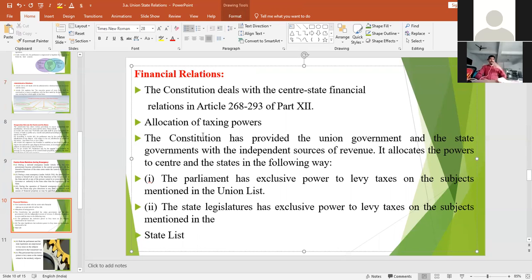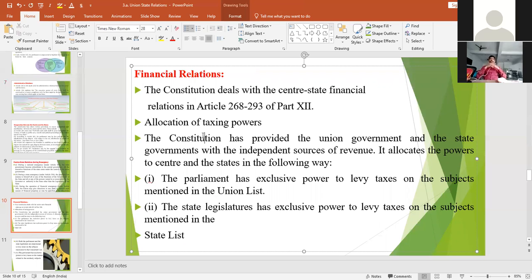Another relation is the financial relations. Here, the financial relations are most important between the center and the state, because the central government gives funds to the state governments. Of course, the state government collects its own taxes from the people, but the central government also collects taxes, and the funds are transferred to the states. So like this, the financial relations are very important.